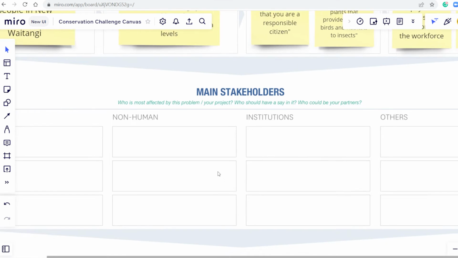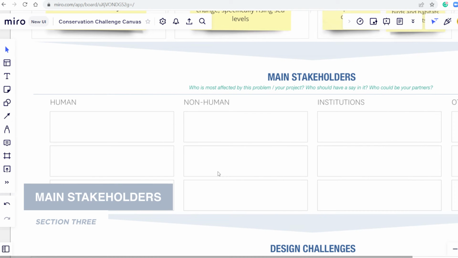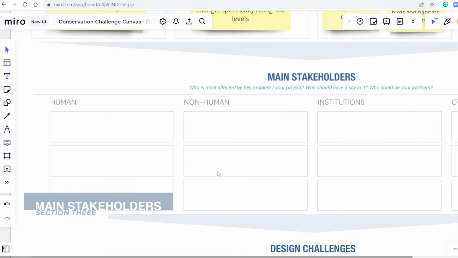Now you are ready to identify your main stakeholders. Stakeholders refer to those most affected by this problem or your project. Who should have a say in this? Who could be your partners? Try to write down the main stakeholders. You don't need to fill all the boxes or limit them to 3 for each category.